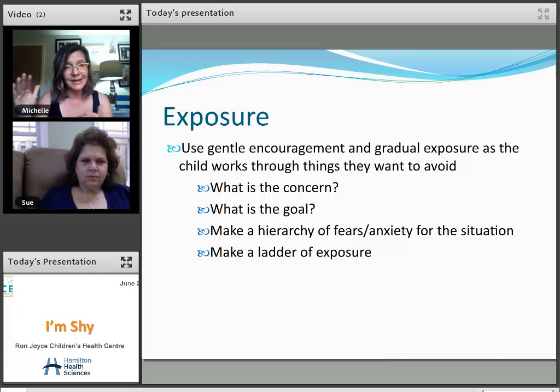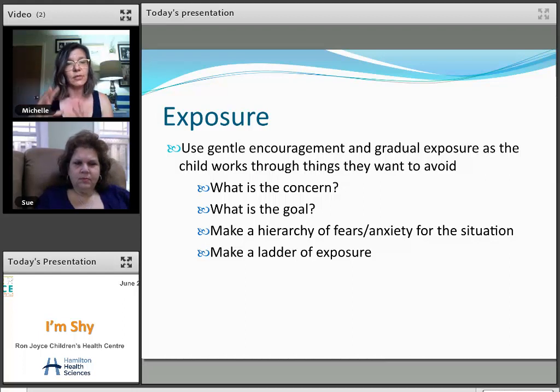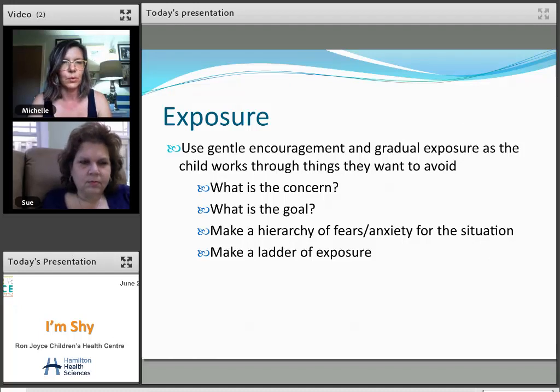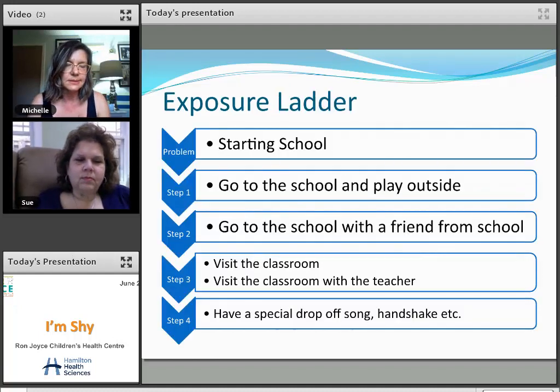So you want to make that ladder of the hierarchy, and then you create your steps, and that ladder of exposure is your steps. So what are the small steps to get there? It may mean going to the park every day, right? And doing each step every day. You might have to do one step more than once, but it's staying consistent and acknowledging the effort.